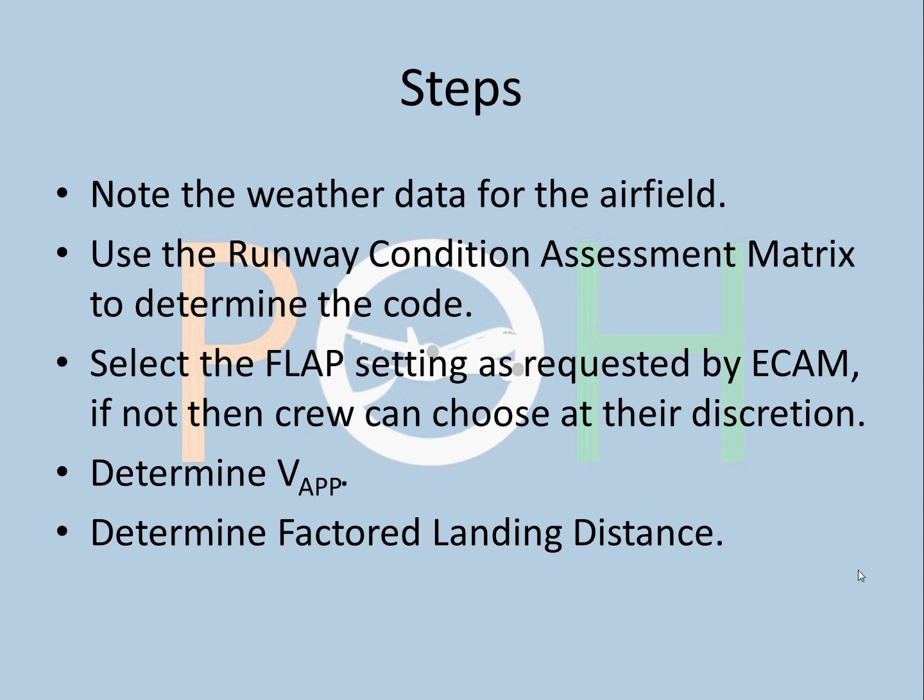The steps are pretty straightforward as well. Note the weather data for the airfield. Use the runway condition assessment matrix to determine the code. Select the flap setting as requested by ECAM, or the crew can also choose it at their own discretion. Determine V approach and determine factored landing distance. So keep the QRH handy, as all this is from the QRH only.